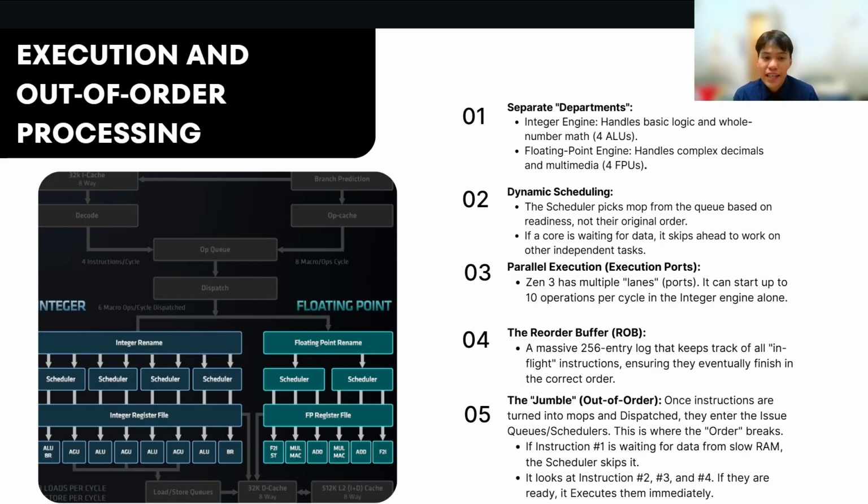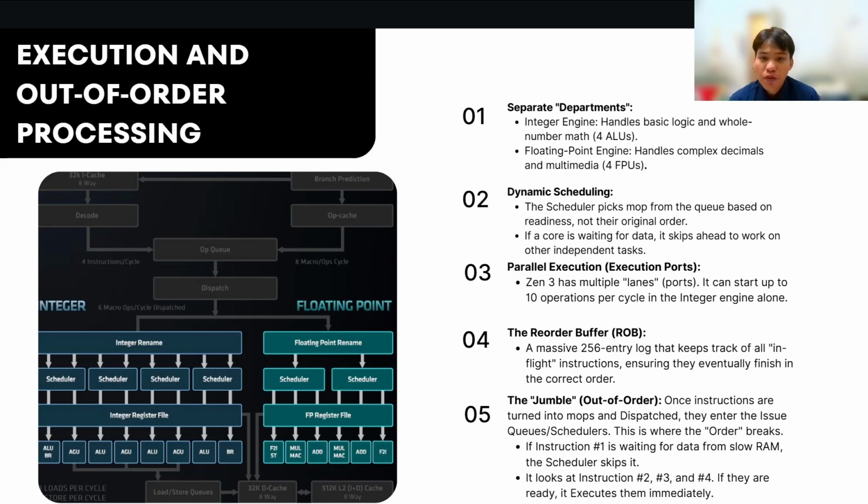A dynamic scheduler picks tasks from the queue based on readiness and not their original order. If one task is waiting on slow RAM, the scheduler simply skips it to work on other independent tasks. Zen 3 has multiple lanes, or ports. It can start up to 10 operations per cycle in the integer engine alone.